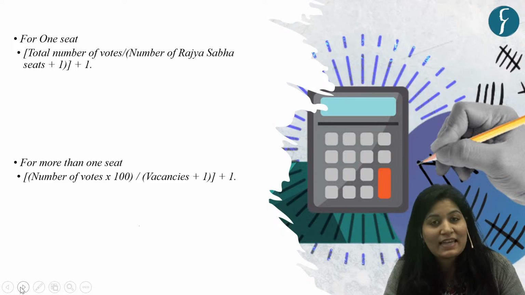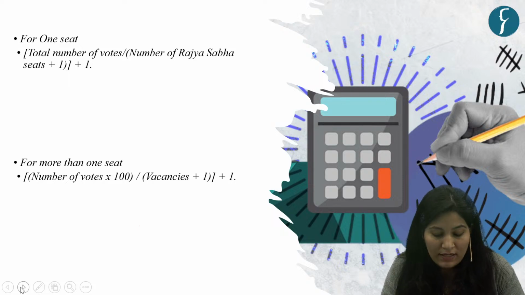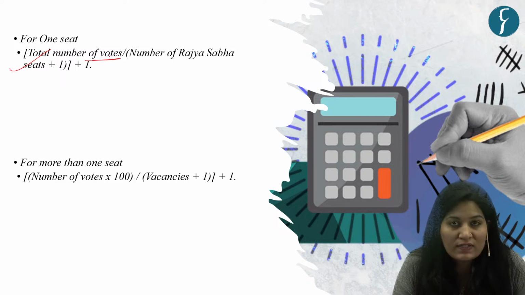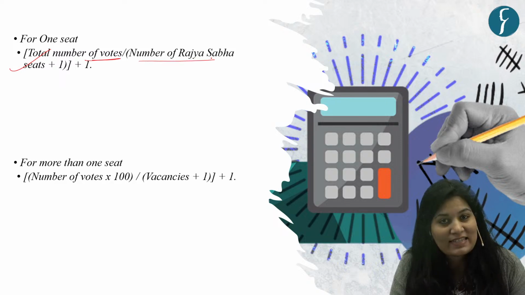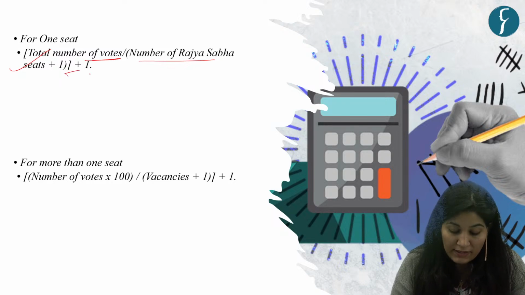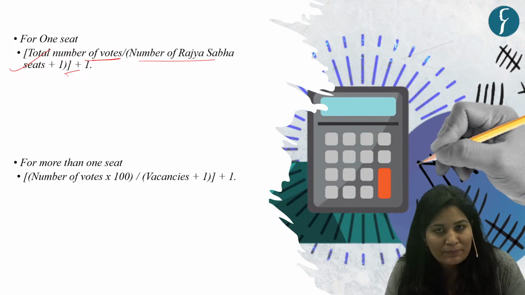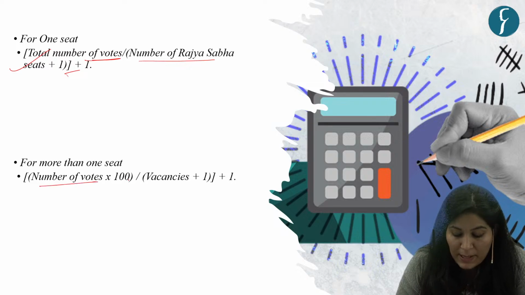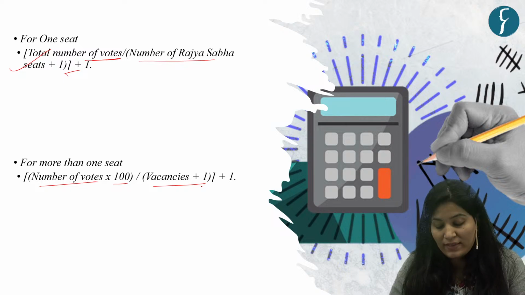So if any state is having 1 vacancy or 1 seat is vacant, there we have this formula: total number of votes divided by number of Rajya Sabha seats plus 1, then plus 1. And if any state is having more than 1 vacancy, then we have this formula: number of votes multiplied by 100 divided by vacancies plus 1, then plus 1.